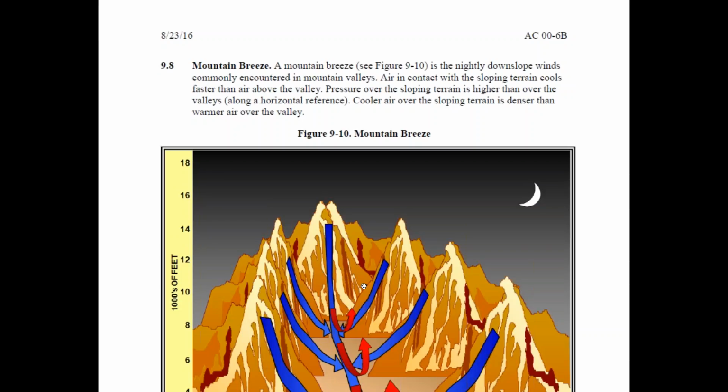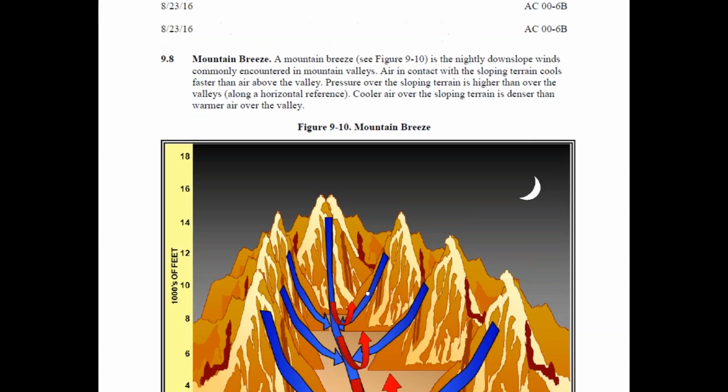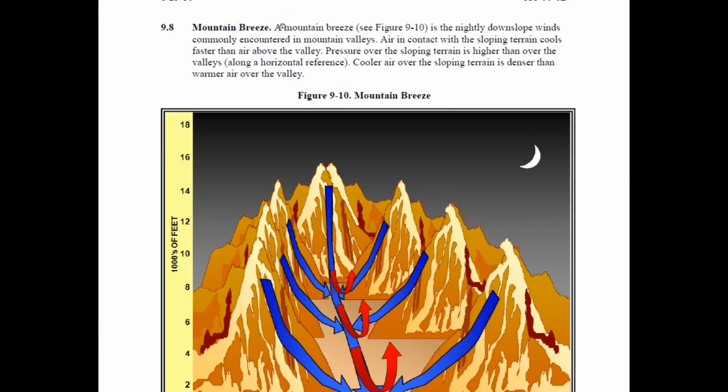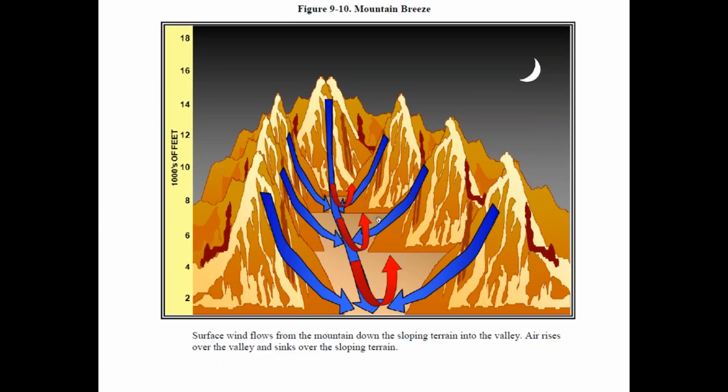Oh, mountain breeze. Okay, so this is the opposite of a valley breeze. A mountain breeze is the nightly downslope winds commonly encountered in mountain valleys. Air in contact with the sloping terrain cools faster than the air above the valley. Pressure over the sloping terrain is higher than over the valleys. Cooler air over the sloping terrain is denser than warmer air over the valley. So this is just basically where the air is dropping downslope.